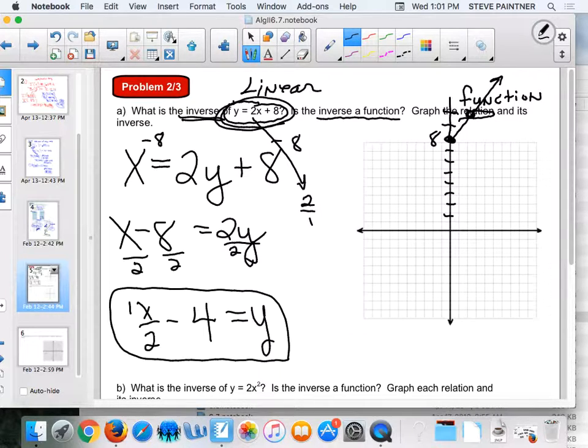Or you could do the other direction. The other direction would be down 2, left 1, down 2, left 1. So there it is. That's your function. That's not your inverse function, that's your function. Now graph the inverse function right here. How do I do that one?